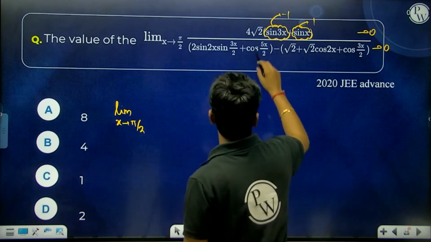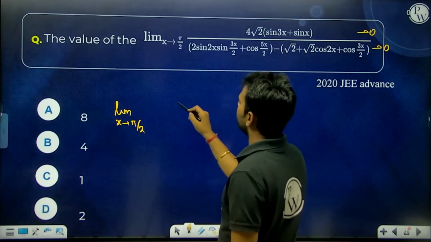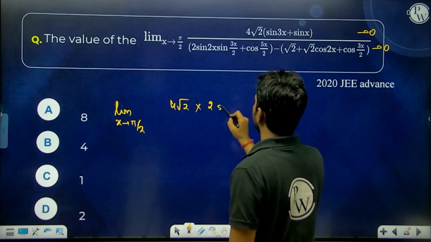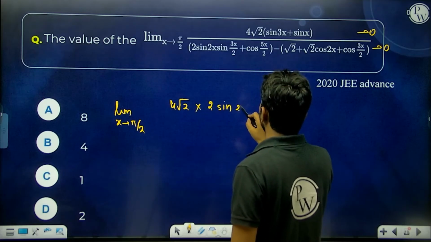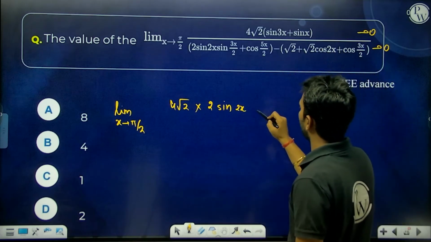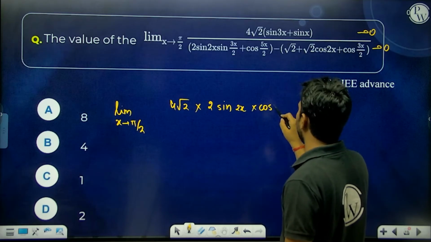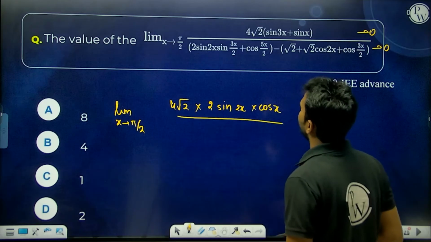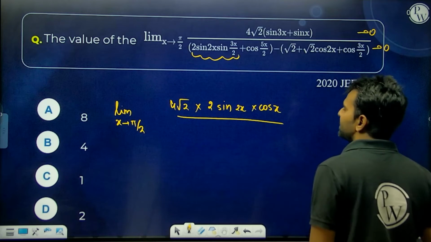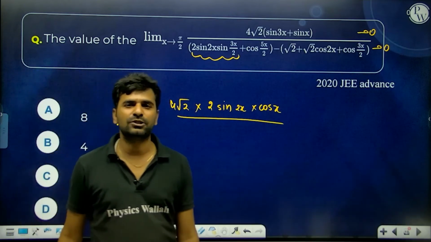So in the numerator, if you observe, sin C plus sin D can be applied, which we have learnt in trigonometry. So 4 root 2 times, what is sin C plus sin D? It is 2 times sin of (C plus D) by 2, meaning (3x plus x) by 2, that is going to be 2x, into cos of (C minus D) by 2. So (3x minus x) by 2, that is 2x by 2, which equals x. Whole divided by, over here if you see, this is 2 sin A sin B. 2 sin A sin B can be written as cos of (A minus B) minus cos of (A plus B).